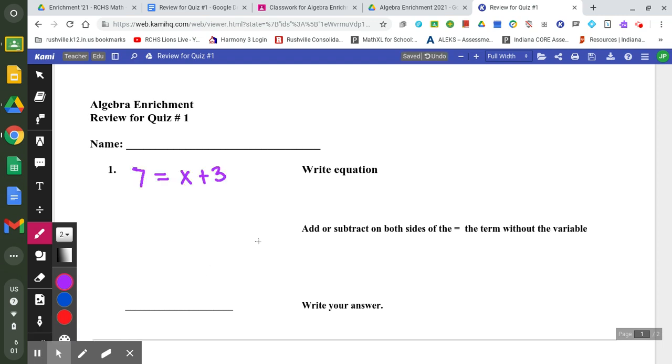These are examples of the review questions that you will see on the review for quiz 1, and so they will be very similar to the quiz problems as well.